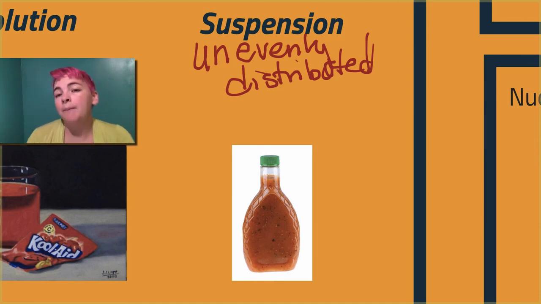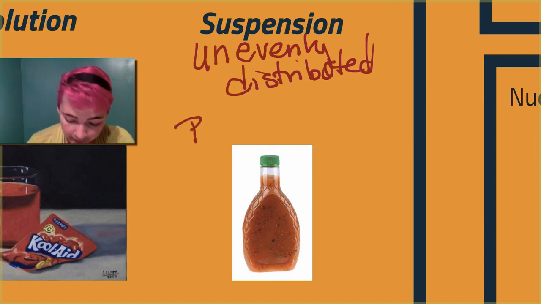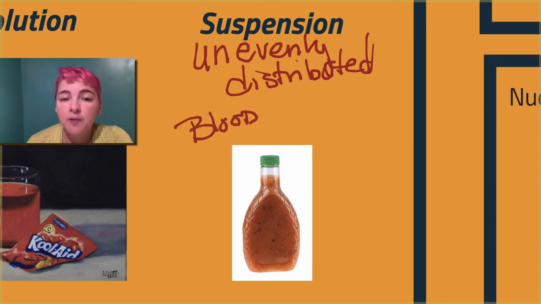Another biological example of a suspension would be blood. Blood, if you look at it underneath the microscope, is made out of different cell types, and you can see the individual cells within that plasma, and you can pick out the red blood cells and you can pick out the white blood cells that are in the suspension of the plasma.